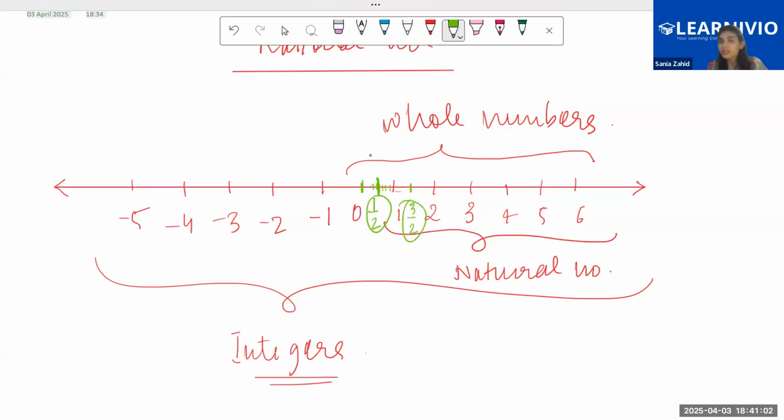Between 1 and 2, I will have 3 by 2. Then between 3 and 2, I will have 5 by 2. Similarly, then I'll have 7 by 2. Then I'll have 9 by 2 and so on.